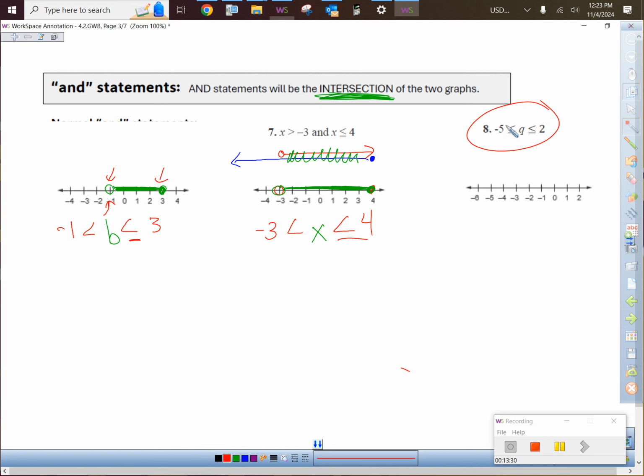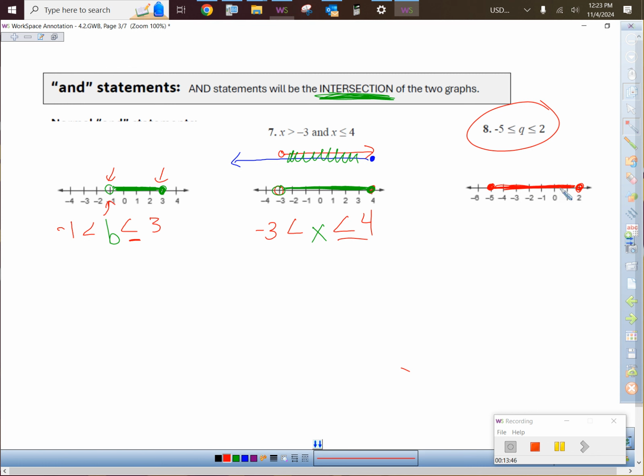I'm just going to go down and put me a dot at -5. What kind of dot do I need at -5? Closed dot, bada boom. I'm going to put a dot at 2. What kind of dot do I need? And ands will go in the middle if they are normal, which these are all normal and statements. They meet in the middle. Cool? But not every and statement does that.